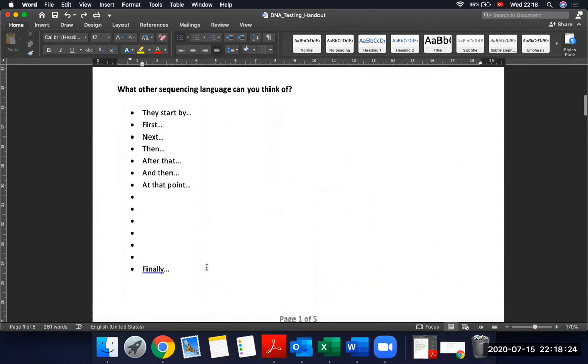Here we have an incomplete list. Try to add more sequencing language to this list. I'd like to add some more for you. One is "to start", that we can use at the beginning of a speech, and in the middle of a speech we can hear "in addition", and in the end we can hear "in conclusion".